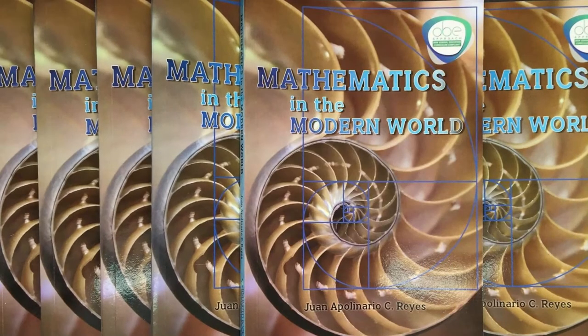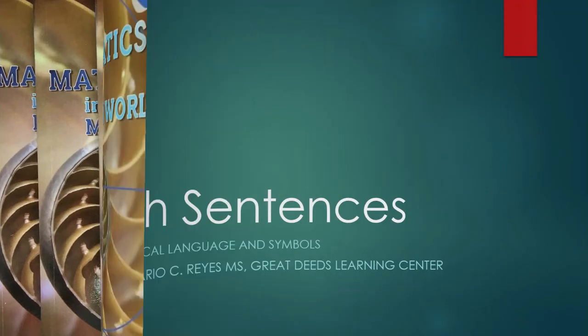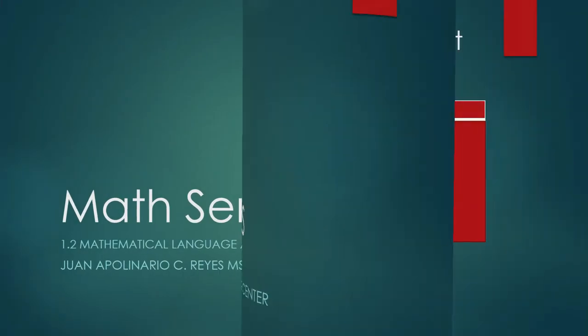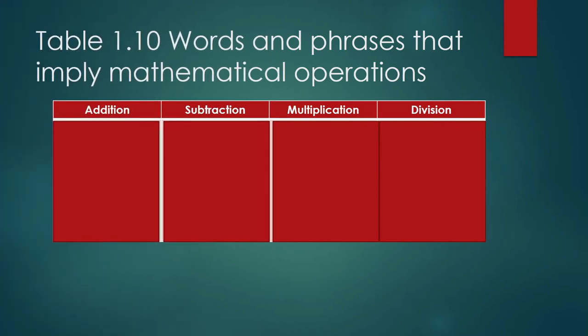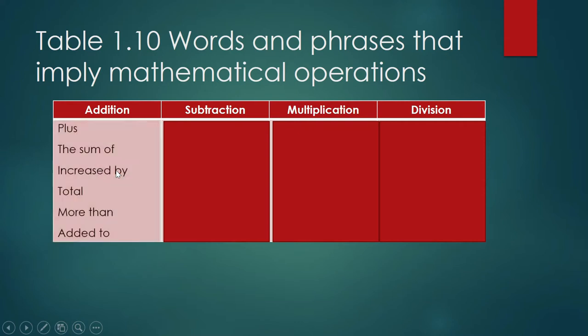In this video, we shall talk about mathematical sentences. But before we go there, let us practice translating or recognizing words and phrases that imply mathematical operations. So for example, for addition, what are the common English words or phrases that imply addition? That would be plus, the sum of, increased by, the total of, more than, and added to.